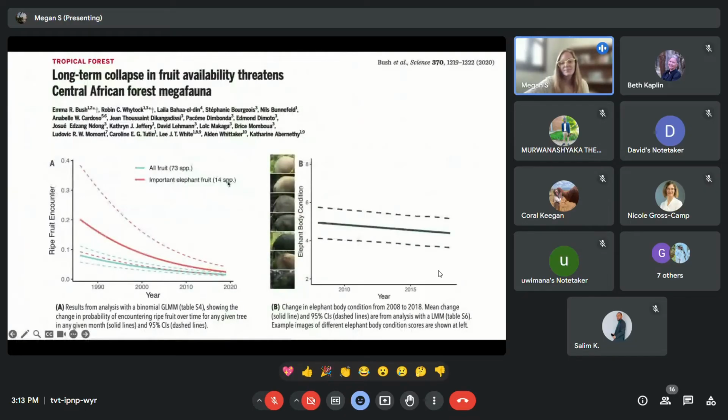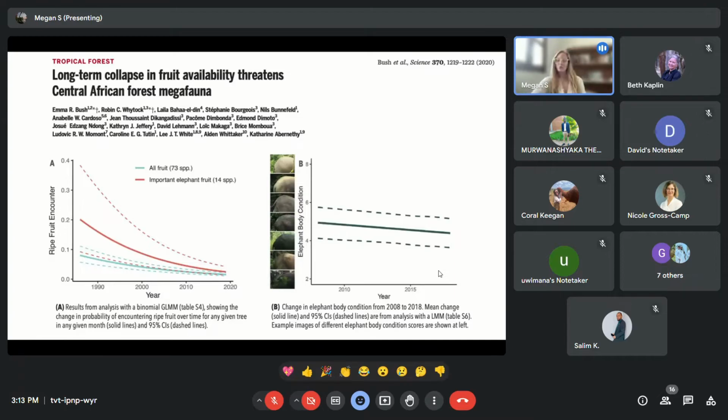Now, one paper that I thought did this really well, this linking of climate phenology and wildlife data, was this paper by Bush et al. This paper focused on phenology data and elephant body condition data from Lope National Park in Gabon.